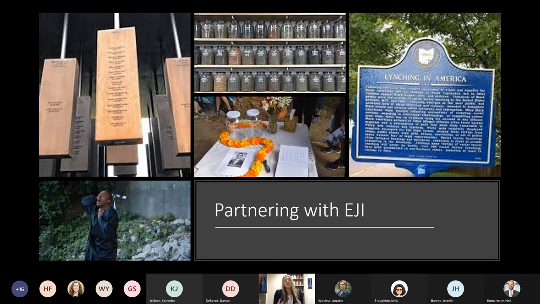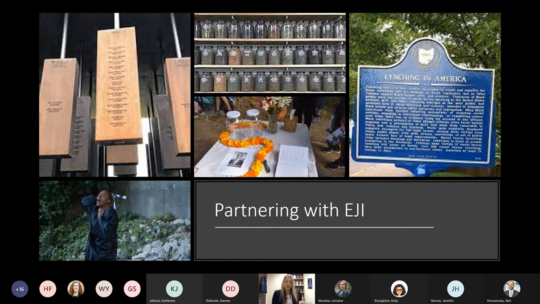But basically, we had these jars of soil, and we gathered near the lynching site. Community members were able to walk up and shovel some dirt and soil from the lynching site, which just is a powerful movement. And everyone got to participate in this.